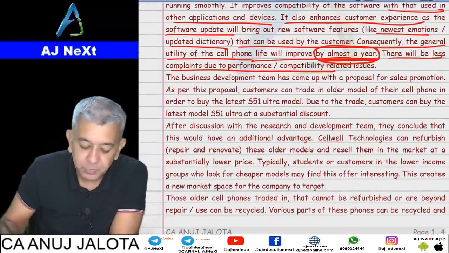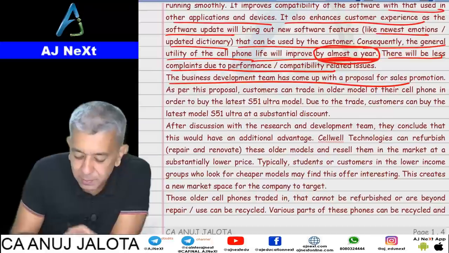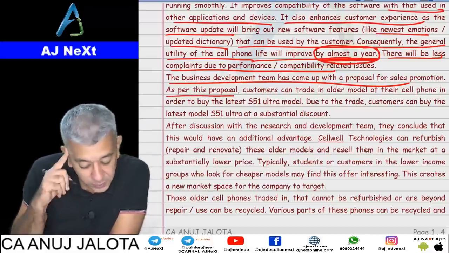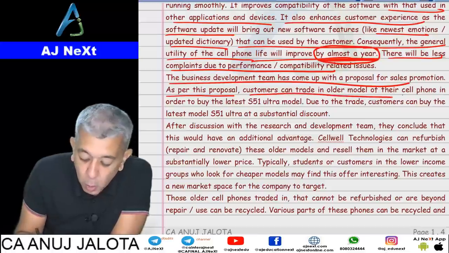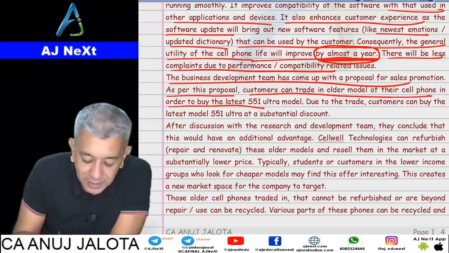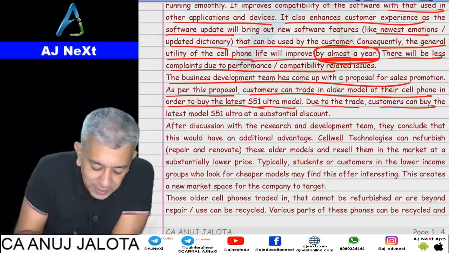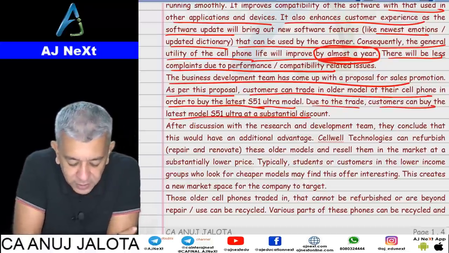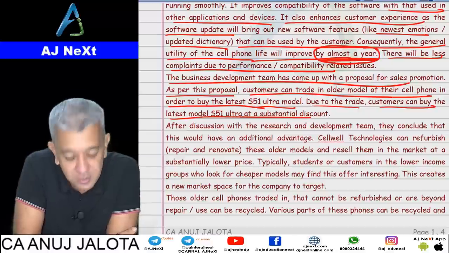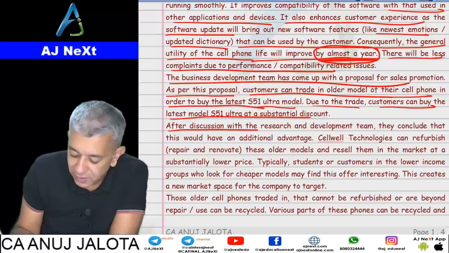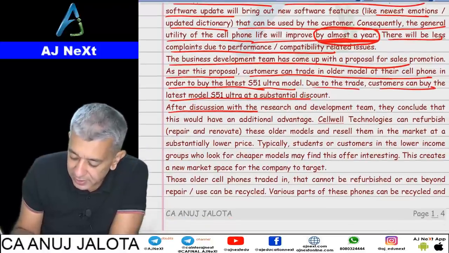Okay. The business development team has come up with a proposal for sales promotion. Okay, as per this proposal, customers can trade in older models of cell phones in order to buy the latest S51 Ultra. Due to the trade-in, customers can buy the latest model S51 Ultra at a substantial discount. Fine. After discussion with the research and development team, they decided to conclude that.